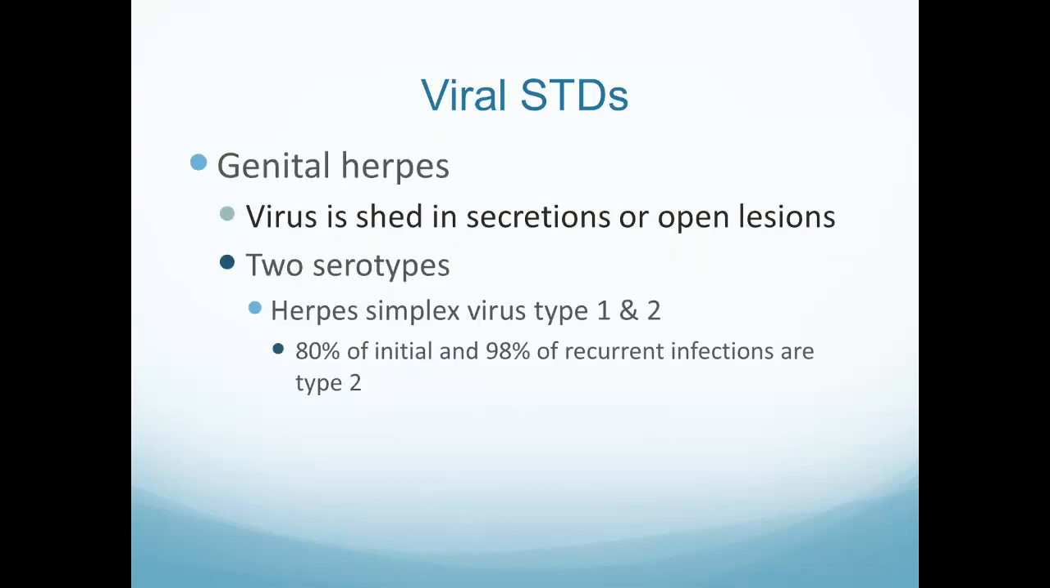We can also have genital herpes. There's two different types. There's the simplex type 1 and type 2. Type 1 typically is the type of situation that is occurring when you have a cold sore in the mouth. Type 2 is the type of infection that occurs when we have genital herpes. So the virus is going to be shed in secretions or open lesions, and that's how somebody else might receive it, especially if they have an open lesion.